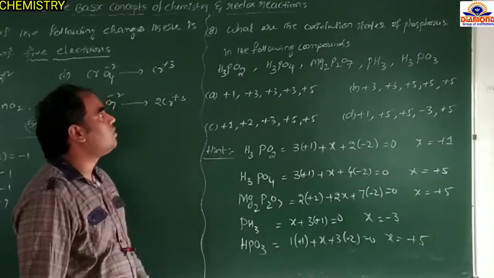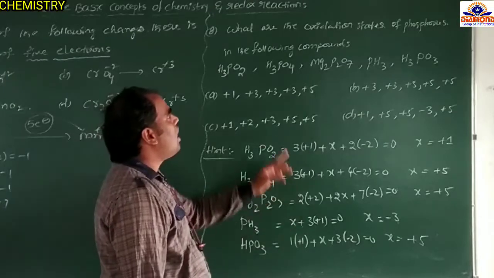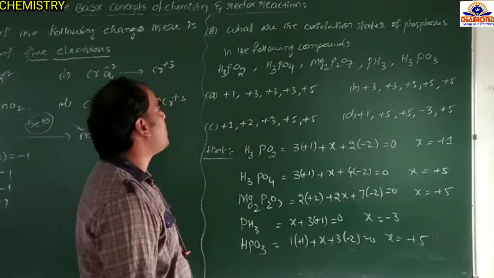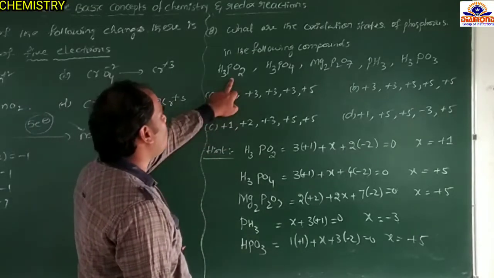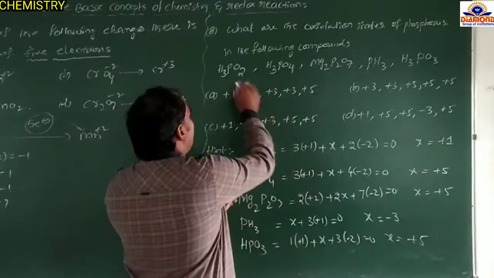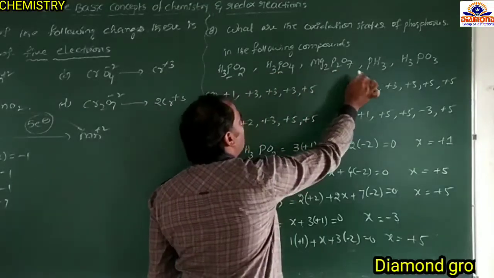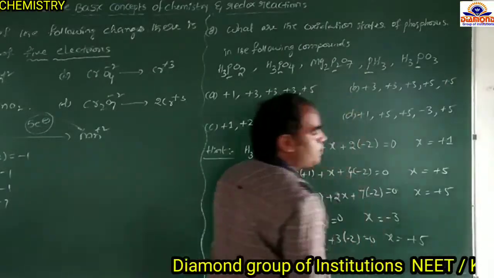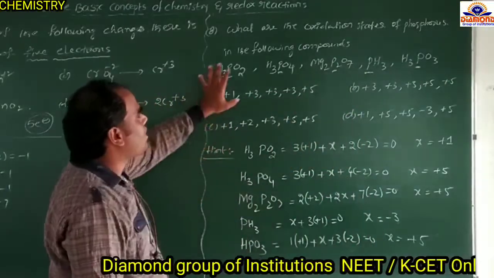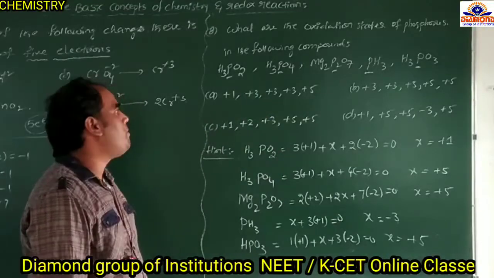Question number 8. What are the oxidation states of phosphorus in the following compounds? H3PO2, H3PO4, Mg2P2O7 (pyrophosphate), PH3 (phosphine) and H3PO3. So in all these compounds we want to find out the phosphorus oxidation number.